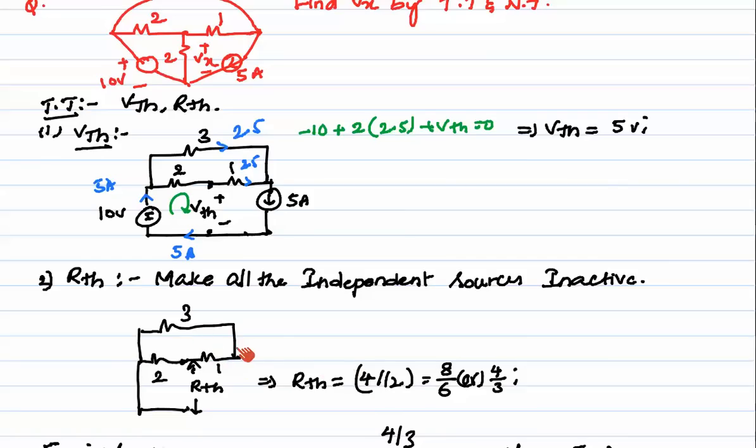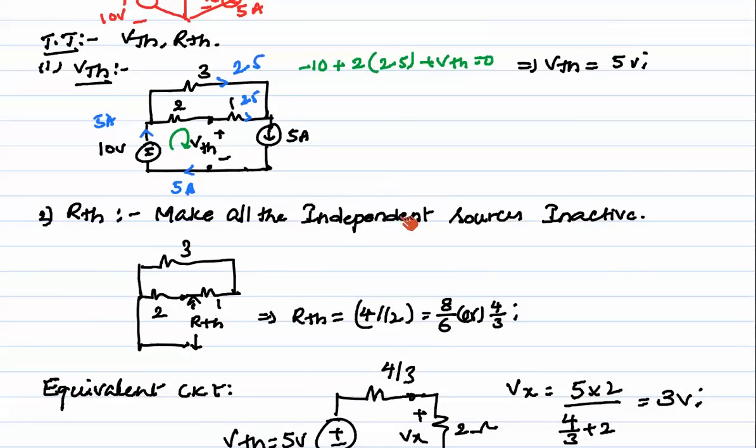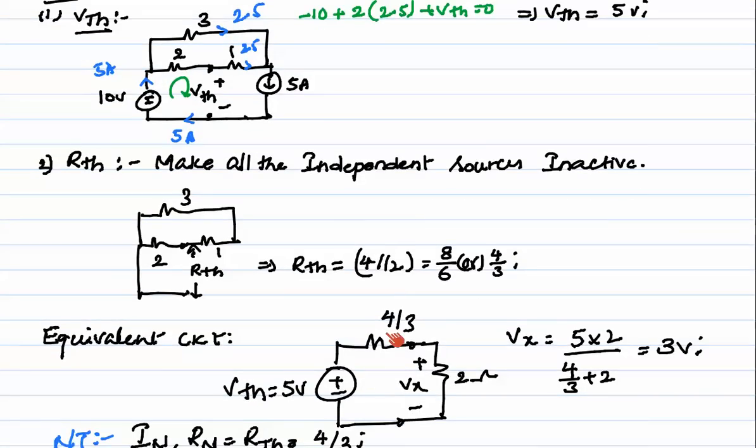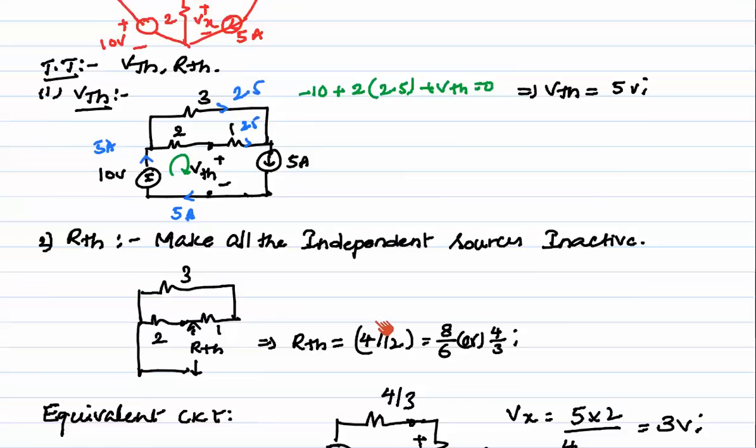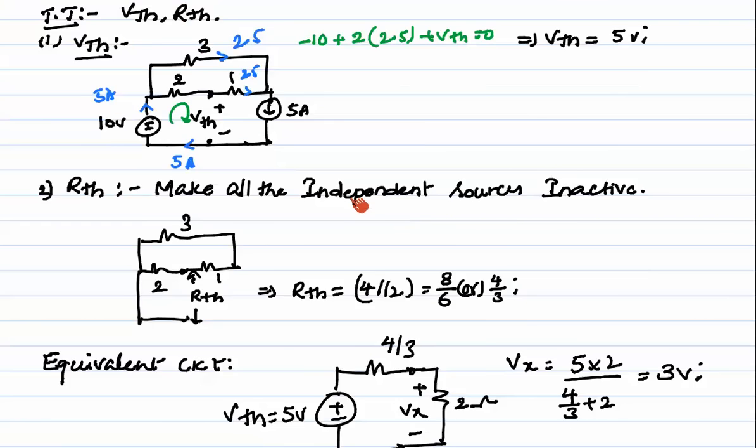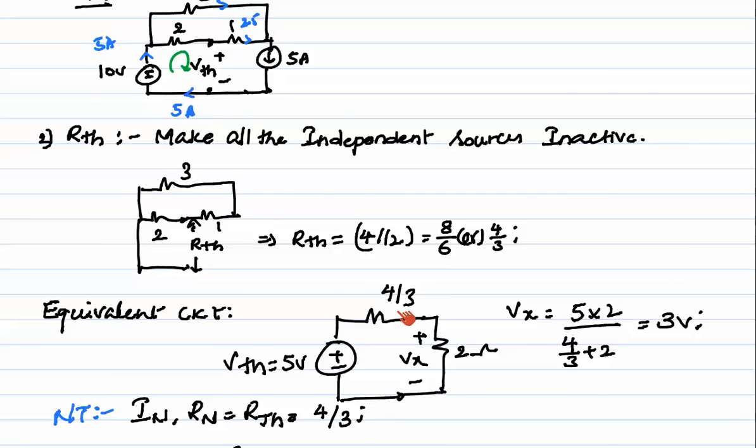So 4 into 4 in parallel with the 2 here. So we'll get this value. And after finding VTH and RTH, I will draw the equivalent circuit of it. That means this circuit can be represented by its equivalent voltage source and equivalent resistance here.